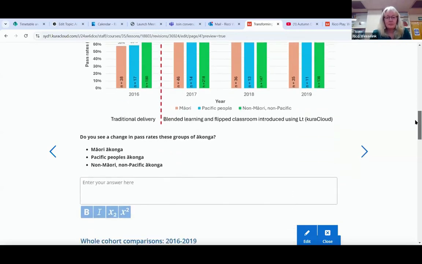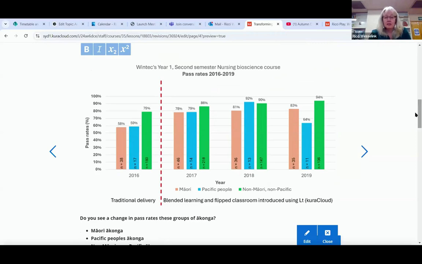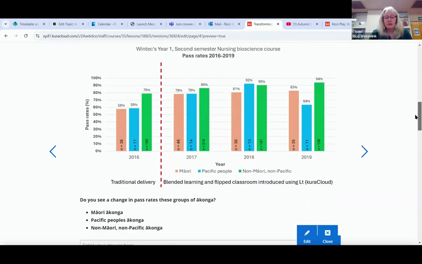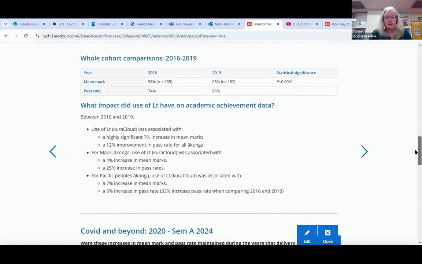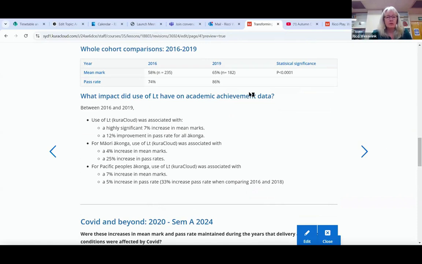as well as mean marks. I'm showing you these years, 2016 to 2019, because this is all before COVID. So COVID changed the way that we had to present and also the way that we were assessing. So we were well set up to go into COVID because we had all of our content online already, but we had to change the way that we were assessing. So just in terms of numbers, between 2016 and 2019, you can see an increase in mean mark from 58% to 65% and an increase in pass rate from 74 to 86%.